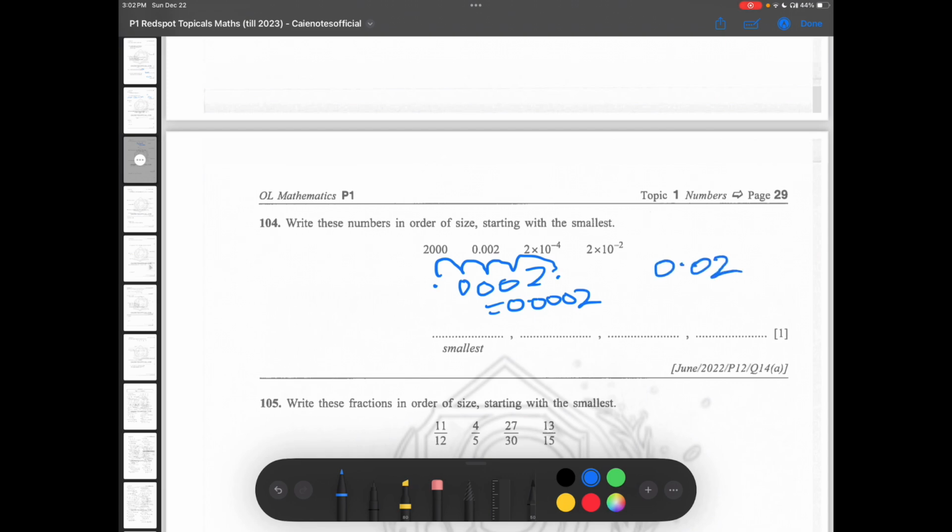So now the smallest number of them all is 0.0002, which is 2 into 10 to the power minus 4. Then we have 0.002. Then we have 0.02. That is 2 into 10 to the power minus 2. Then we have 2000.